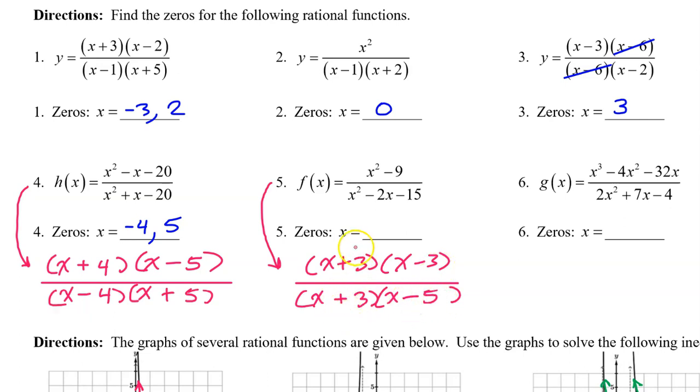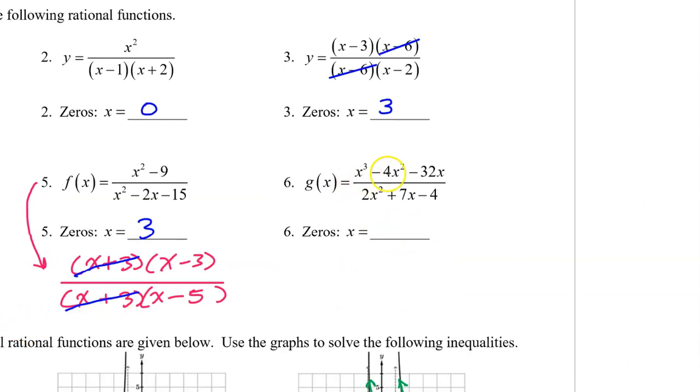So be careful. We will not have two zeros. We will only have one, because the factor of x plus 3 cancels out. So that means we actually have a hole at x equals -3, not a 0. So the only 0 will come from the x minus 3 in the numerator, and that will be x equals 3.